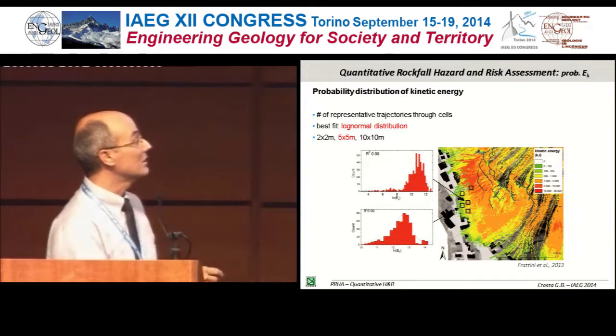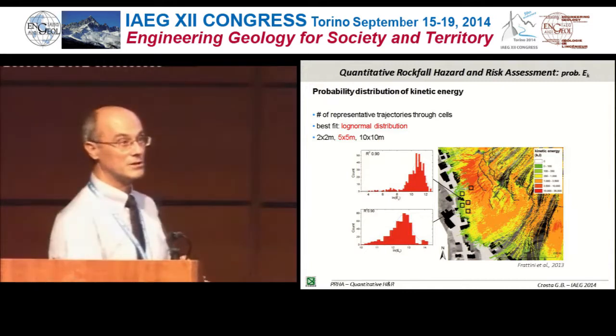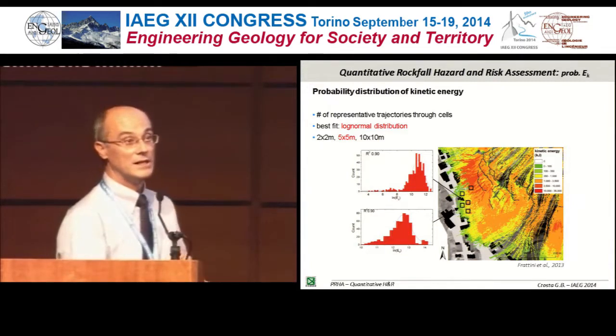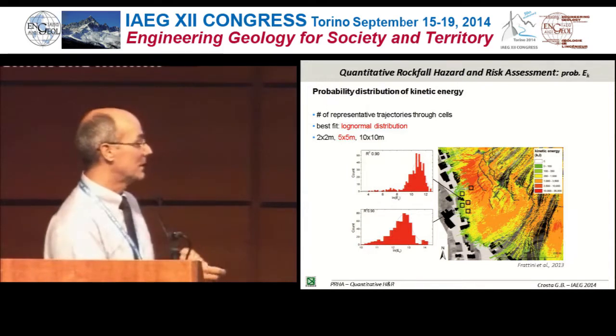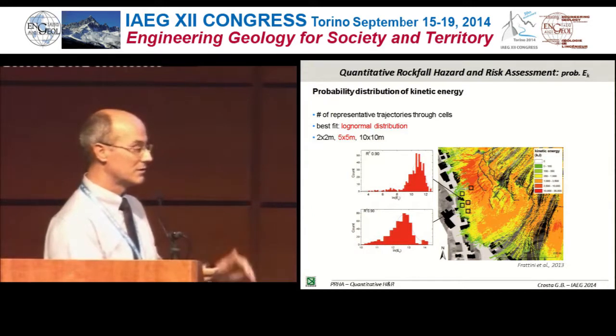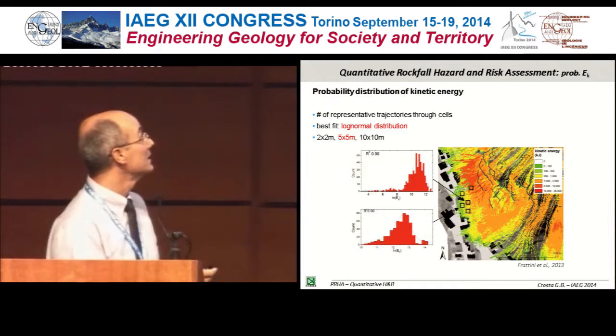In this case, what we observe is that with a reasonable number of simulated launched blocks, we see a log normal distribution of energy within each cell, and so we are able to make some assumption about the value of energy and the statistical distribution of energy at a specific point in space.